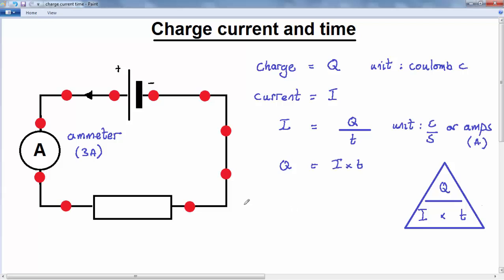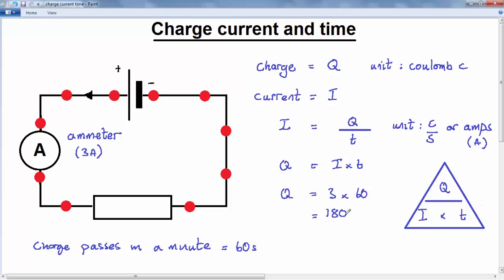t. Right, so supposing I wanted to know the amount of charge that flowed through this resistor, for example, in 1 minute. Okay, remember that time is measured in seconds, which is equal to 60 seconds. So the charge is equal to 3 times 60, which will be equal to 180 coulombs.